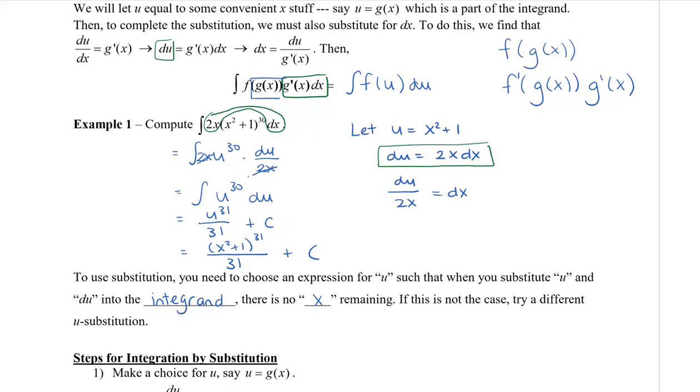Now if it doesn't work, then you should try a different u substitution. Often there might be different expressions, so you might want to try a different expression to see if you can get rid of the x's.